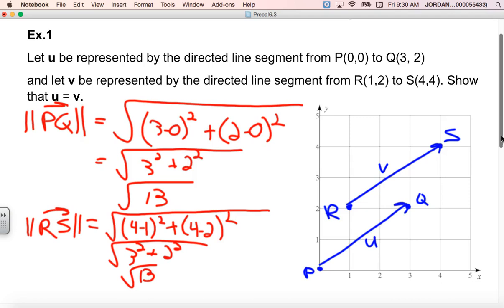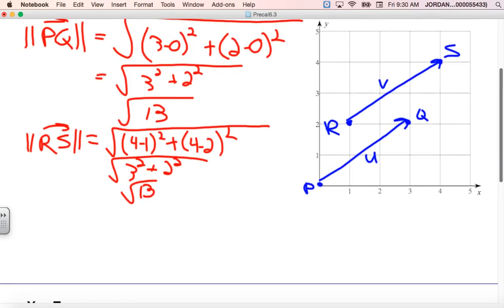Now you've got to check and make sure the directions are equal. If the directions are equal, then we know that those two vectors are the same. So to figure out the directions, you just calculate their slopes. So slope is rise over run.